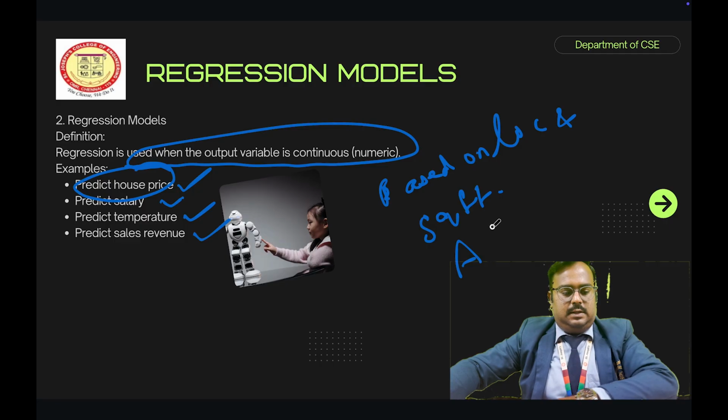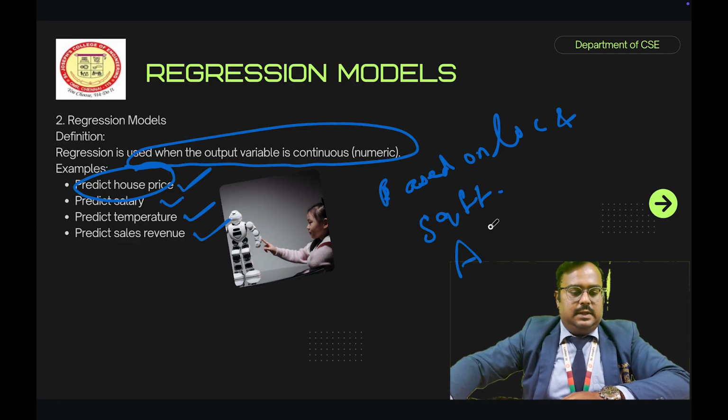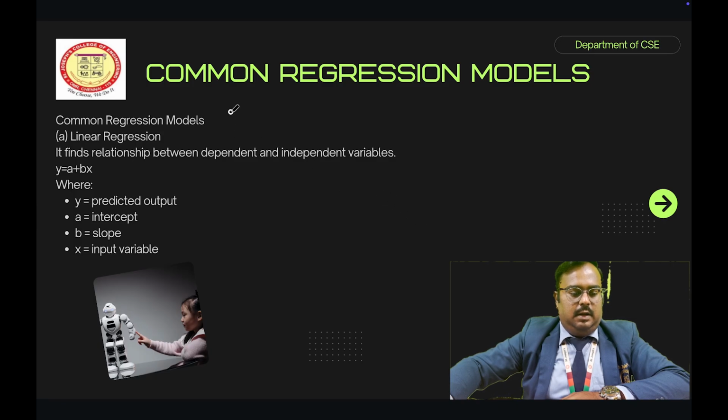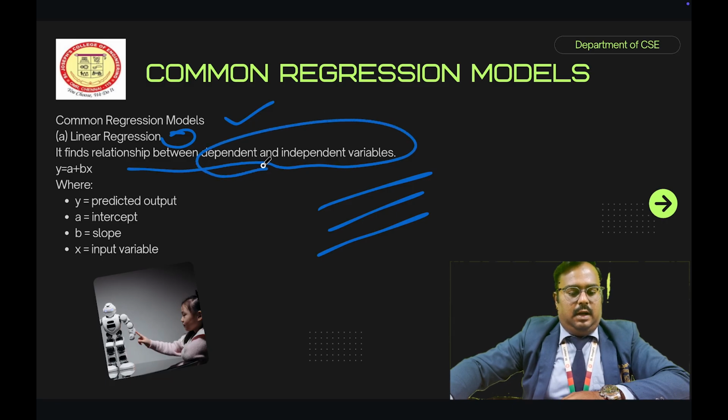Next, we will discuss common regression models. In this, we have to discuss linear regression. Everyone already knows what linear is, right? Linear is nothing but the sequential way. It finds a relationship between the dependent and independent variable. So what is meant by dependent and independent variable? The dependent variable is the input variable, and the independent variable is the predicted output.